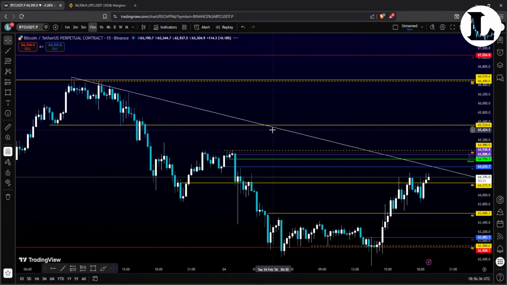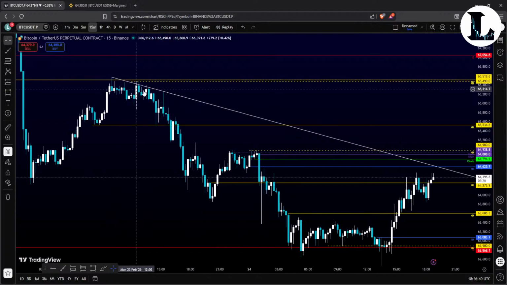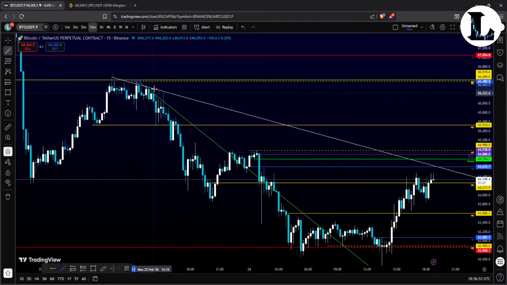So on a 15, we have the creation there. We don't need to move it, okay? Creation, continuation and confirmation here. And I could even create a 15-minute trend, but you are going to see that that trend is going to show you nothing.